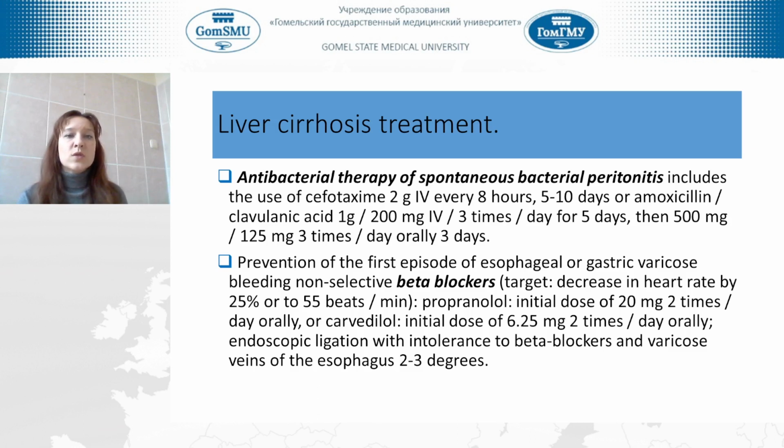Prevention of the first episode of esophageal or gastric variceal bleeding: non-selective beta blockers, with a target decrease in heart rate by 25% or to 55 beats per minute, propranolol or carvedilol. Esophageal endoscopic ligation with intolerance to beta blockers and varicose veins of the second and third degrees.